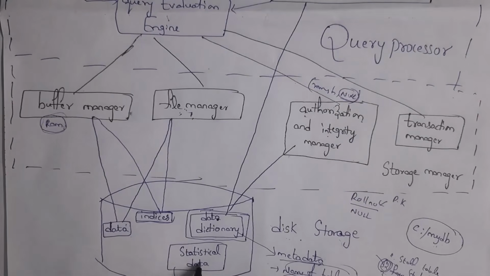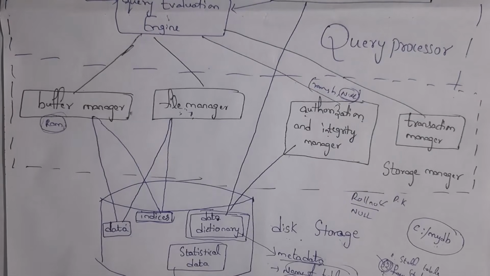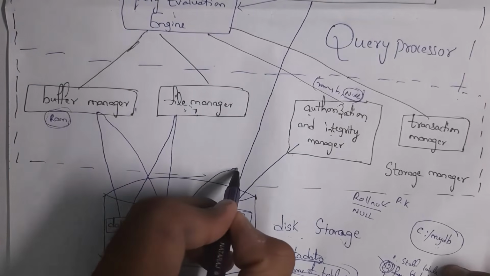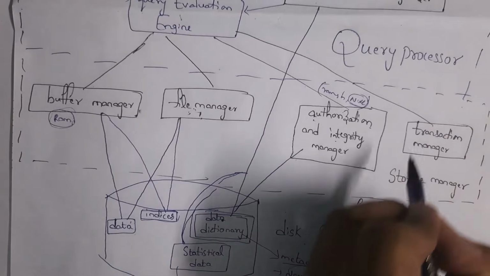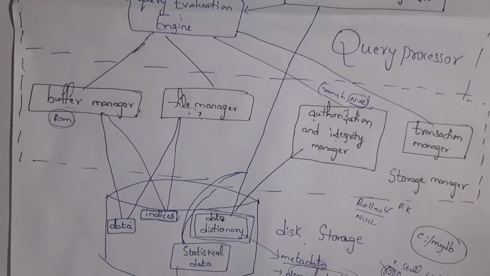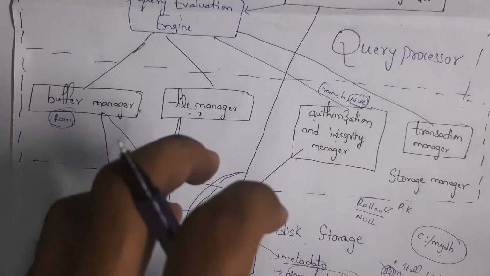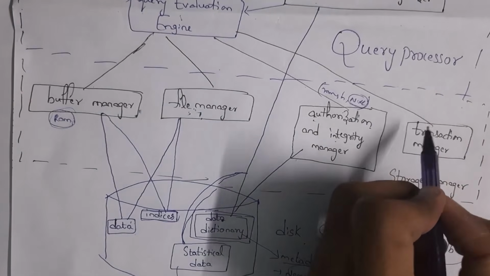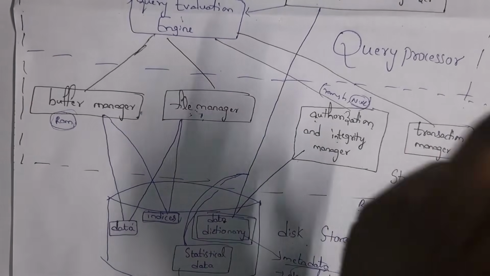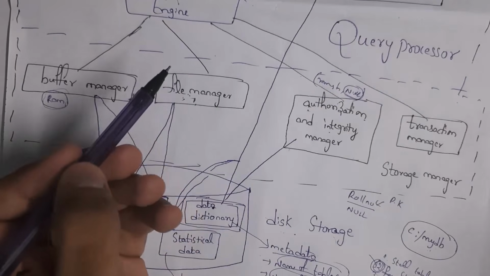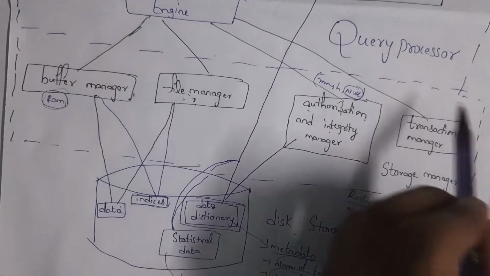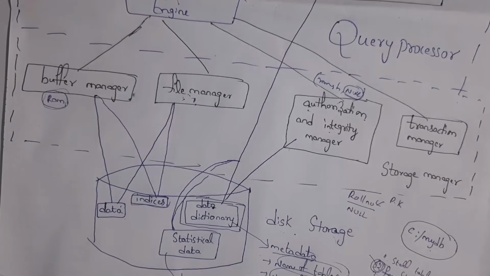And statistical data is nothing but it will store information about how many records are present in a particular table. So this statistical data is also connected to this DML compiler. And the last one is transaction manager. Even if any system failure occurs, whatever data is present in the database will be correct. This is because of the transaction manager. Transaction manager ensures that data will be correct in the database even in case of system failure. Even if multiple users send requests at a time, all those users will get a correct response. This is because of the transaction manager. Transaction manager will execute multiple queries at a time without any problem.